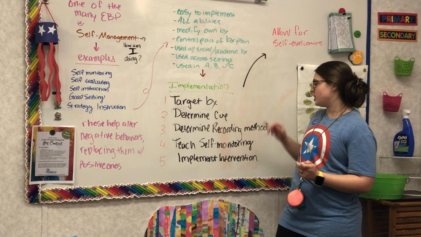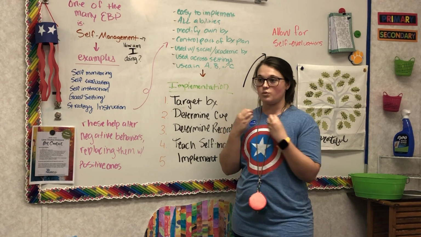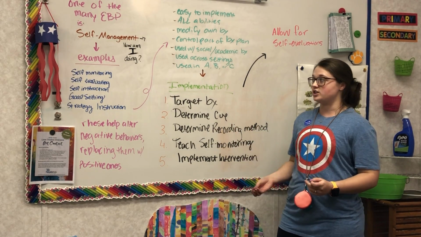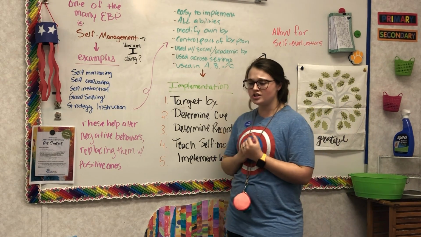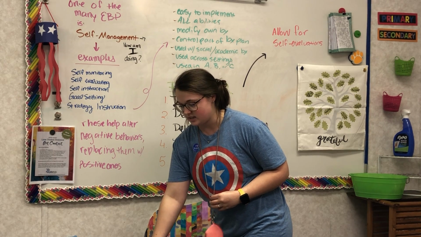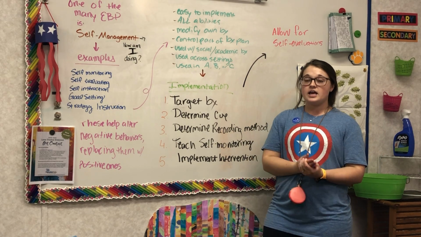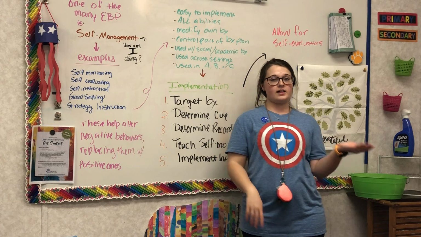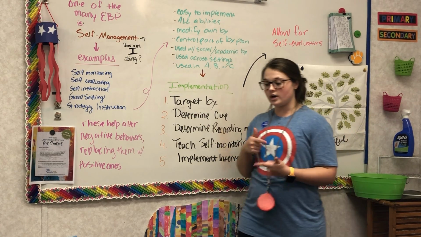Step 3 is determine the recording method. And so we want the student to be the one recording their behaviors and evaluating themselves. How am I doing? So you could do this through a tally chart, through a rating scale, through a checklist. Anything that's going to work, once again, for your child's unique needs. If the child is younger and they can't really do a checklist yet, a tally chart or maybe even a sticker chart might be best for them. You just have to work with your individual student.